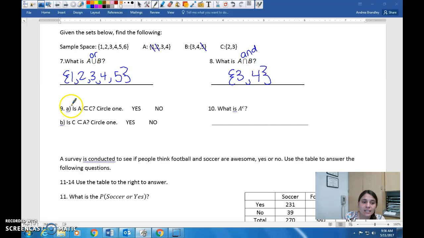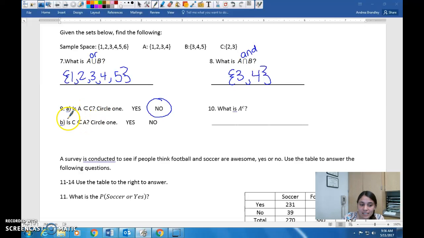Number 9: is A a subset of C? What that question's asking is, is everything that's in A also in C? So if I look up here, all these numbers in A, well, the 2 and 3 are in C, but the 1 and 4 are not. So A is not a subset of C.